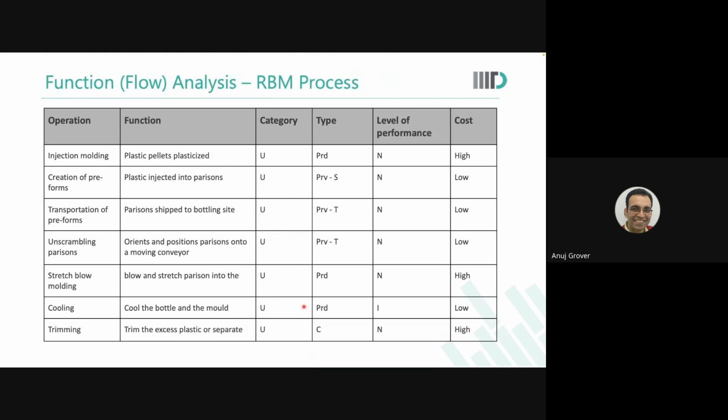So, injection molding, that is the operation. Function is plastic pellets are plasticized. Is it a useful function? Yes, definitely. Is it a productive function? Yes. After this function, the previous shape of the plastic pellets is no longer available to you. What has happened? A new shape has emerged. So it's a productive function, and the level of performance, we say it's normal. Cost, high. A lot of heat is required in this process.